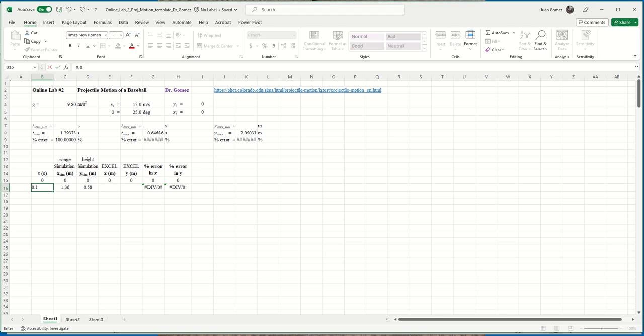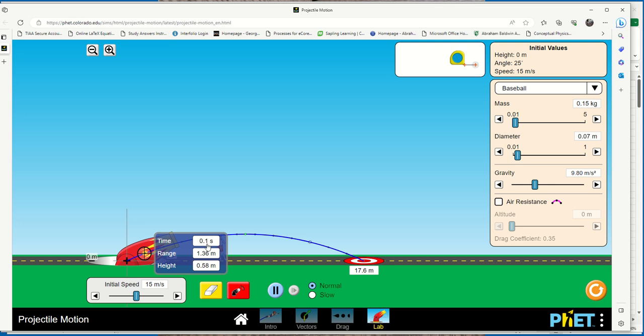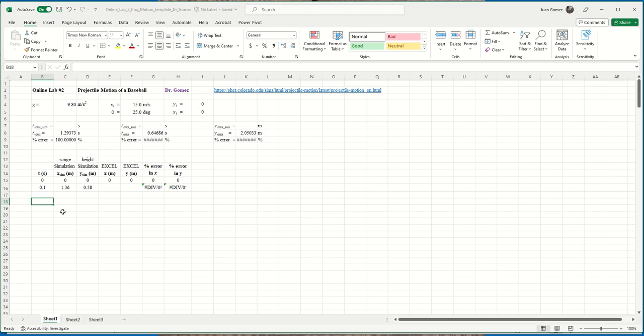How do I know that? Just go back to the simulation. So I'm just taking the cross. See, time, xsim, ysim. Now notice we're going to do a percent error between the values that Excel gives us and the values that the simulation gives us. Notice right now it says divide by 0. Well, don't worry about that. We'll get to that.